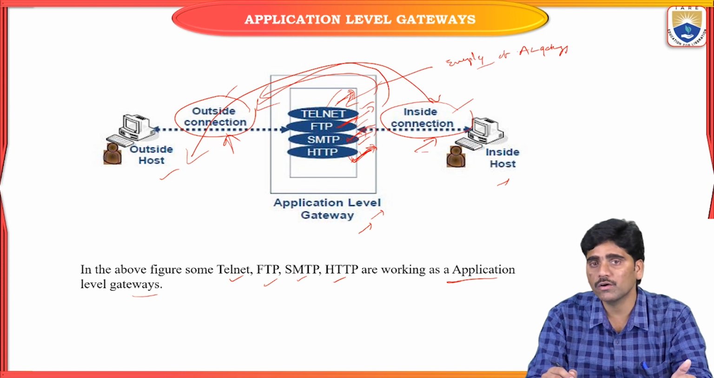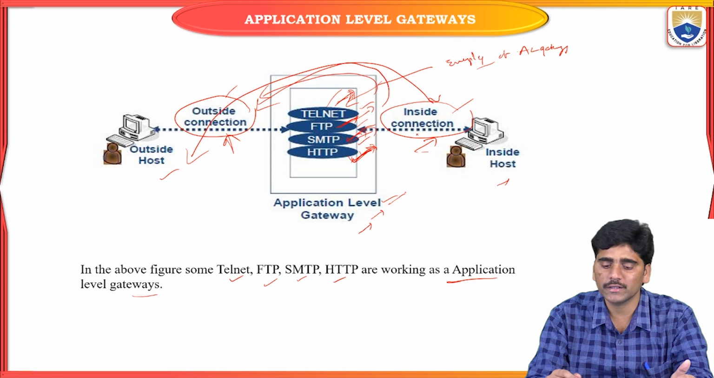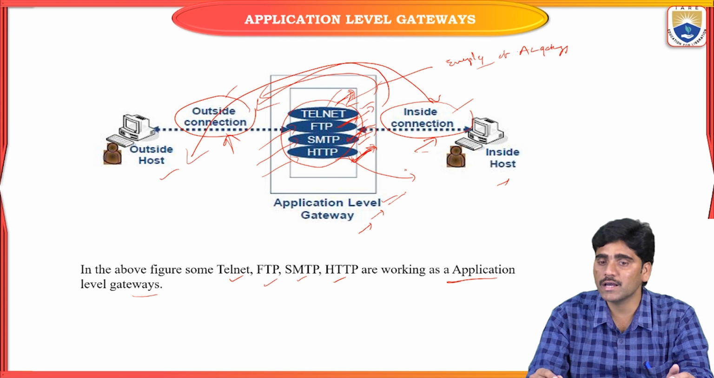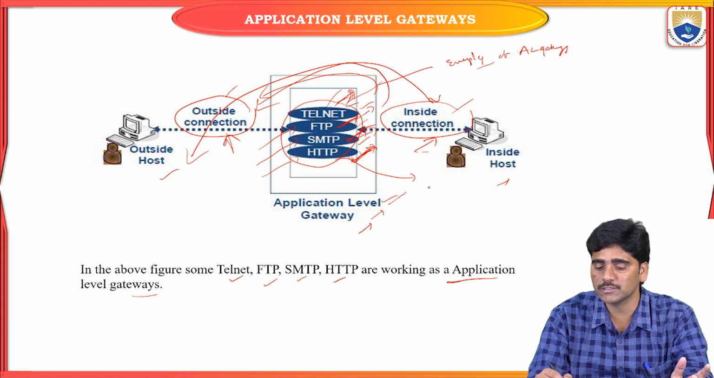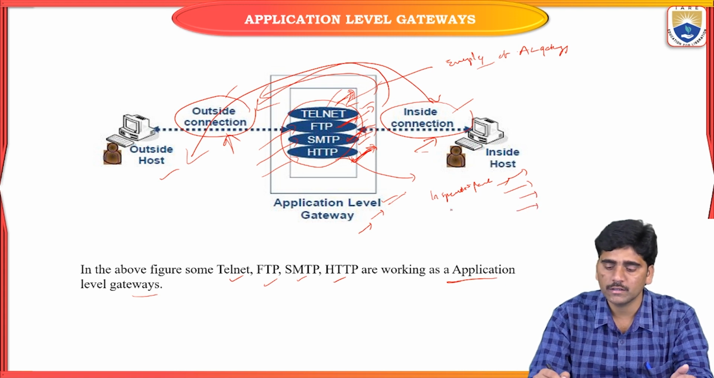Some protocols work as application level gateways. For the connection service, the Telnet protocol works as an application level gateway. For file transfer, the File Transfer Protocol acts as an application level gateway. To transfer mail, the SMTP protocol acts as an application level gateway, and the HTTP protocol also acts as an application level gateway. These are the types of application level gateways designed for inspecting packets based on the connection, the files, the mails and the application. So that is about these application level gateway services.